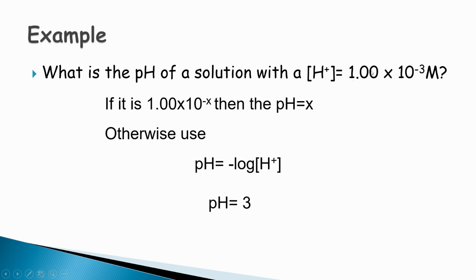If you have any number other than 1 up here at the front, then you're going to have to use the formula that we learned about for pH instead of our little trick. But in this case, we were able to use that, so our pH is going to be 3.